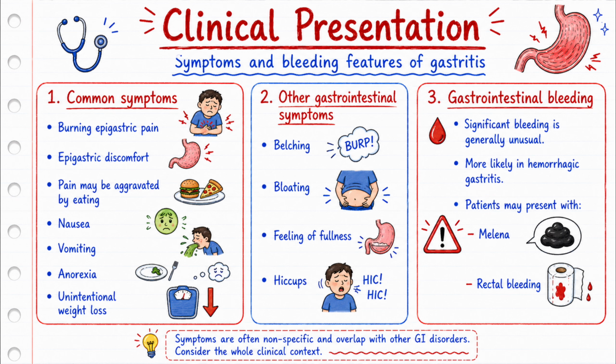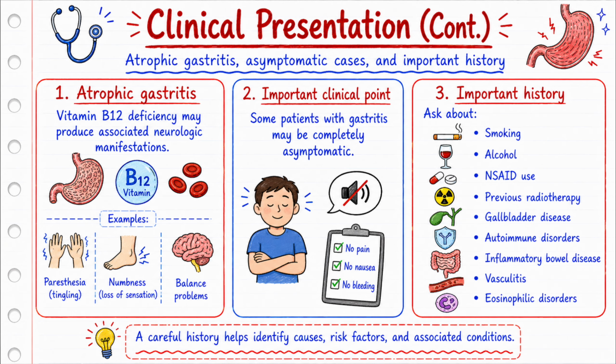Significant gastrointestinal bleeding is generally uncommon, but it may occur in erosive or hemorrhagic gastritis and can present with melena, hematemesis, or other evidence of blood loss. However, not every patient with gastritis presents with typical gastrointestinal symptoms. In atrophic gastritis, vitamin B12 deficiency may produce neurologic manifestations such as tingling, numbness, sensory changes, weakness, or balance problems. Some patients may also be completely asymptomatic, and gastritis may only be identified during investigation for another problem.